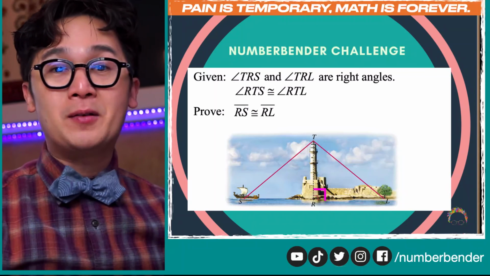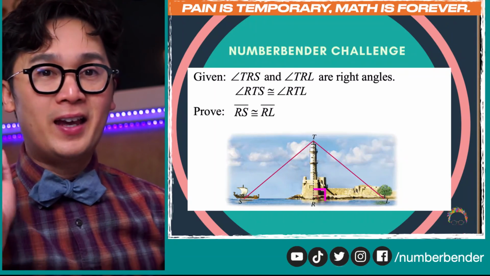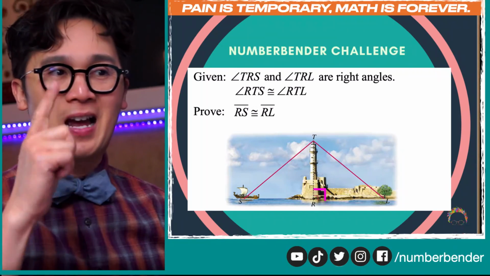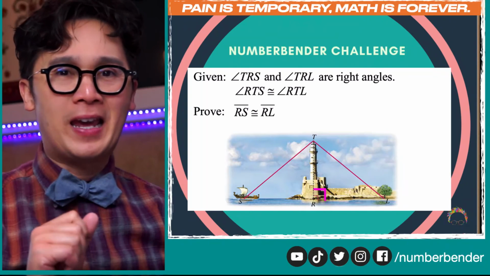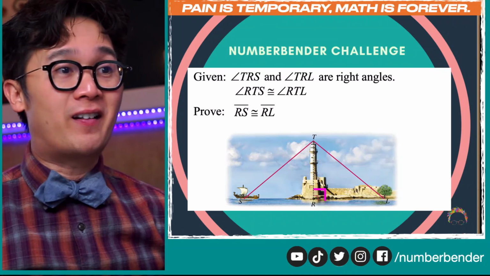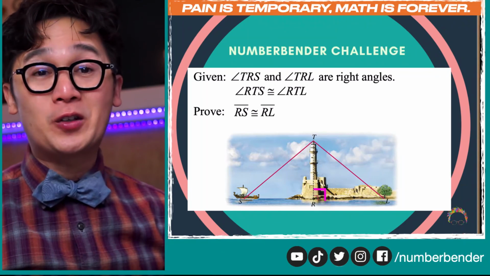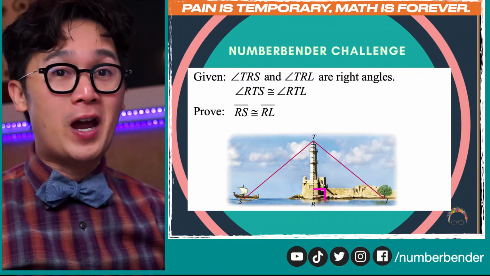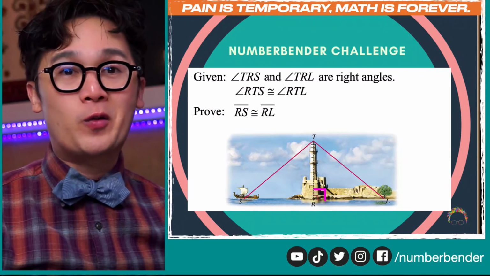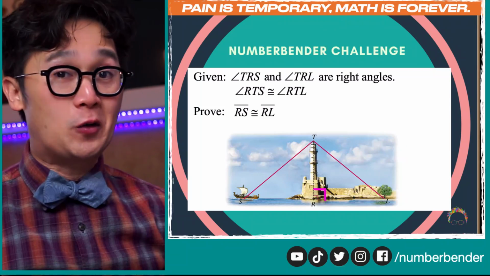So with that in mind, how are you going to show that RS is congruent to RL given this particular diagram with a ship, a lighthouse, and a tree? We know that angles TRS and TRL are right angles, and RTS is congruent to RTL. So using your skill in writing two-column proofs, comment down below and let's see how you're going to articulate your proof in proving RS is congruent to RL.